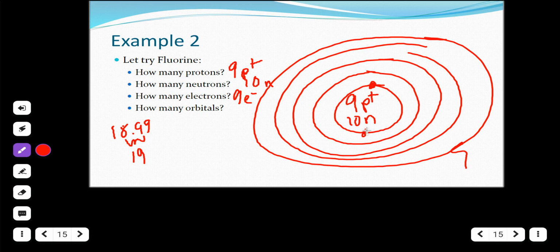1, 2 on the first shell. Remember, it can only have space to fill up 2. The next is 8, maximum. However, I only have 7 remaining for a total count of 9. So I'm going to draw 7, not the full 8, for energy shell 2. Okay, we do not have to answer this question. That'll be in our next unit. This is the Bohr model for fluorine with a mass of 19 and an atomic number of 9.